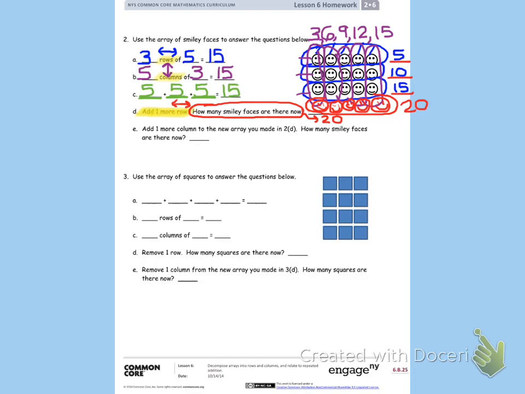Item E says, add one more column to the new array you made in 2D. And then the question says, how many smiley faces are there now? I will go ahead and circle the question so I remember to answer it. Remember that columns go up and down, so I'll write myself a reminder above the word column there. Now I will go ahead and add one more column.